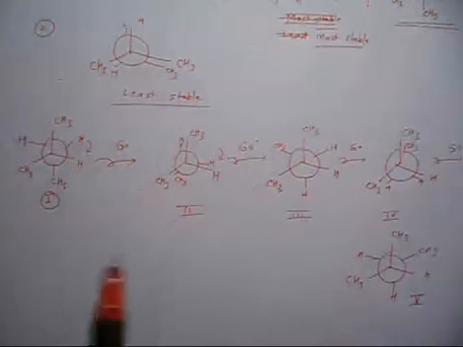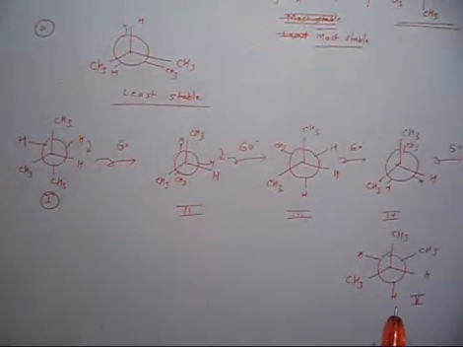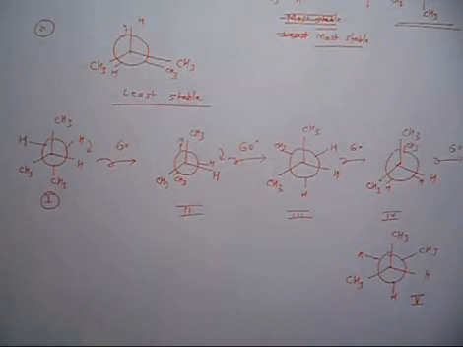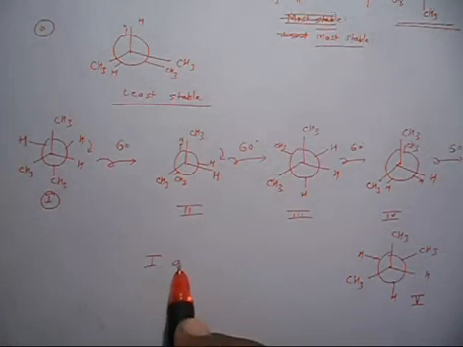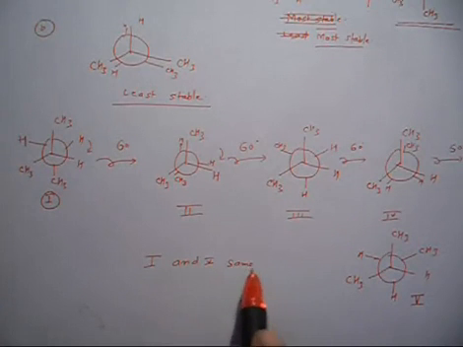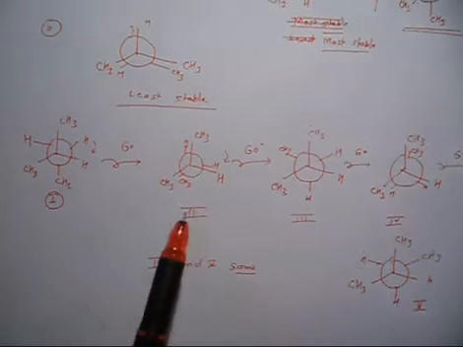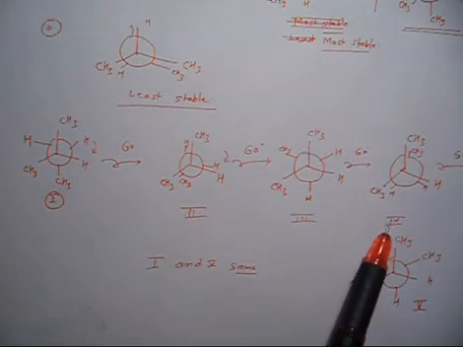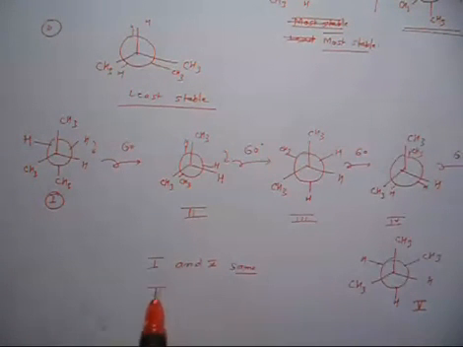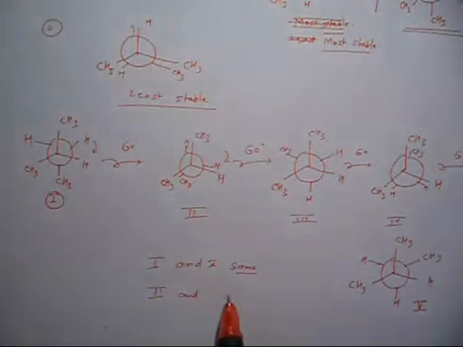Now we can say this fifth one and the first one are the same. You see, the first one and fifth one are the same, because in the first one this CH3 and this CH3 are anti. In the fifth one this CH3 and this CH3 are anti, and one CH3 is Gauche. So 1 and 5 are same. Similarly, 2 is same as 4, because CH3, CH3. So 2 and 4 are same.